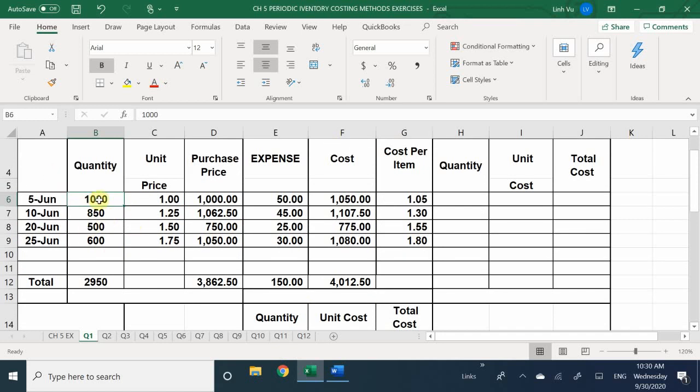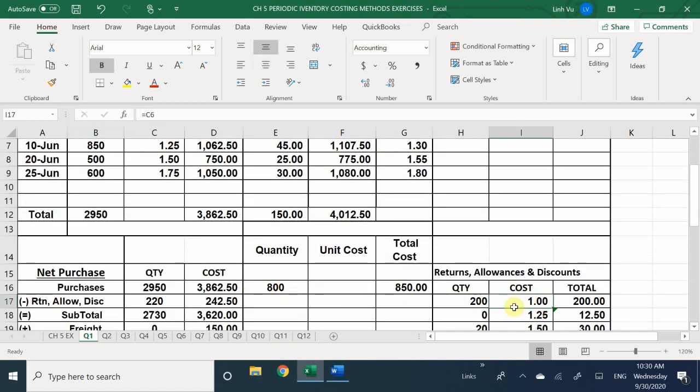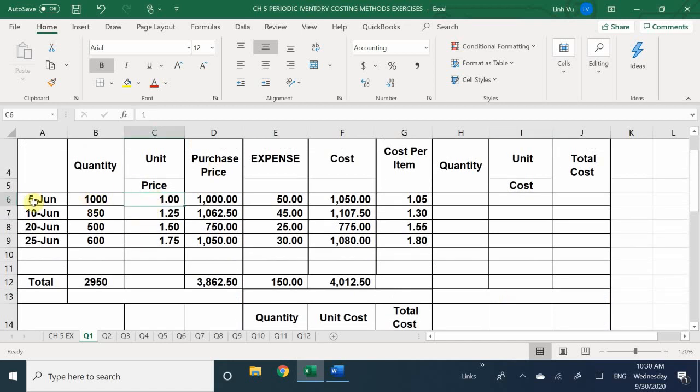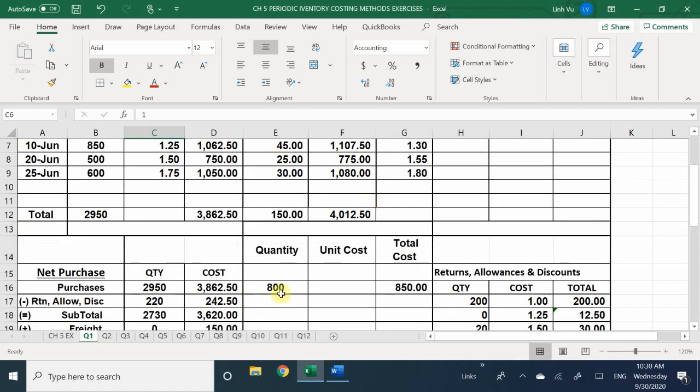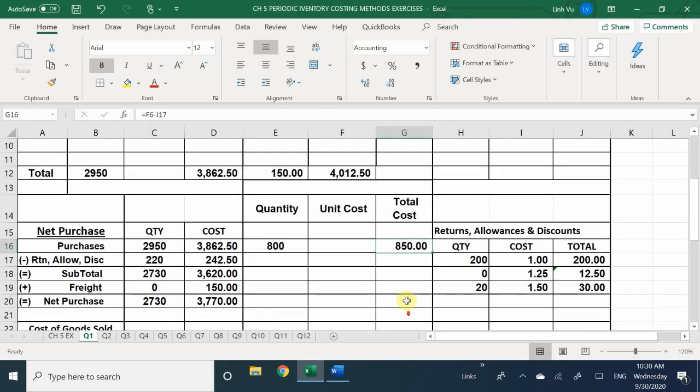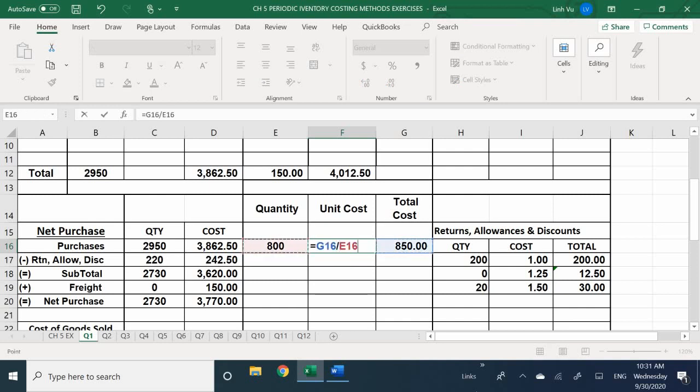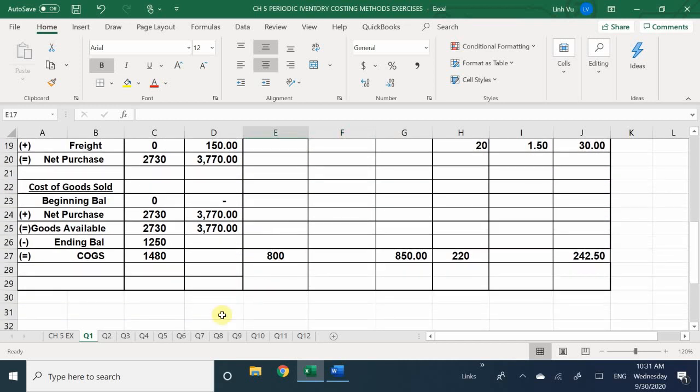But we know that from our first batch, I made an indicator that I returned the $1 items right here. So I know that I should have 800 left, and I've adjusted my total cost accordingly. If you want to, you can figure out the cost per item or the unit cost here, but it's an unnecessary step because we no longer have this batch. We're not going to calculate it ever again. So there's really no purpose to calculate a brand new cost per item. You can, for practice purposes only, take your 850 and divide it by 800 to give you $1.06 per item. Okay? So with that being said, we have a total sold of 800.